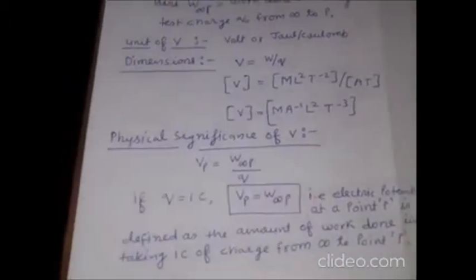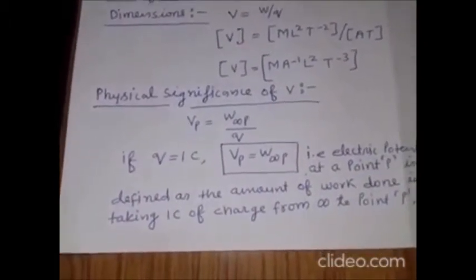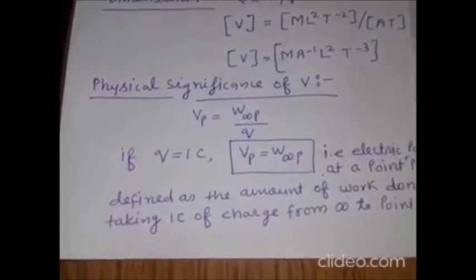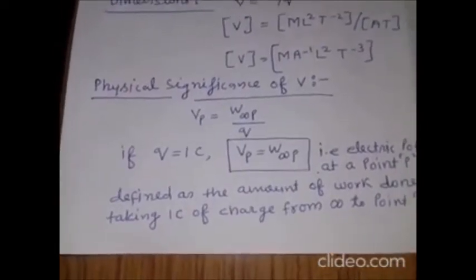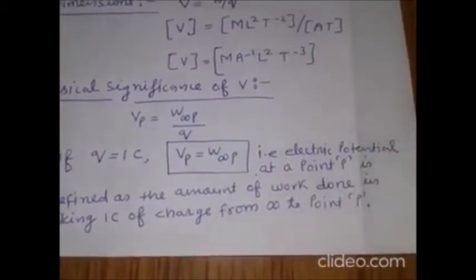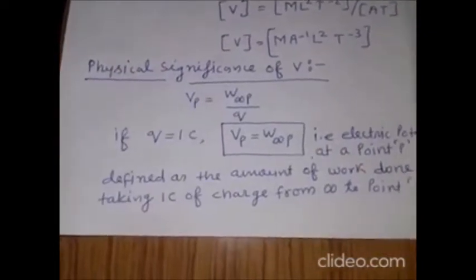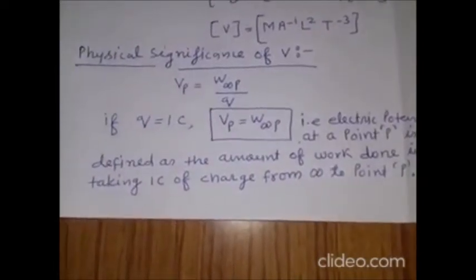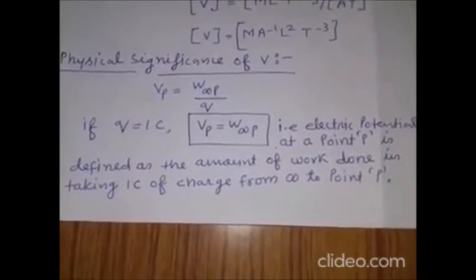Now, physical significance of electric potential. Write the formula. V_P is equal to W infinity to P divided by Q. We take Q as 1 coulomb, so V_P is equal to W infinity to P. It means electric potential at a point P is defined as the amount of work done in taking 1 coulomb of charge from infinity to point P.